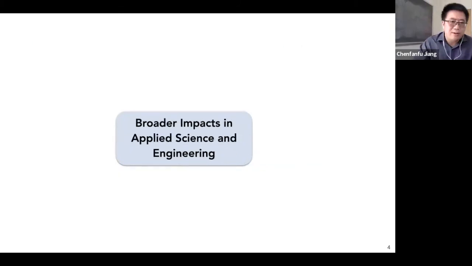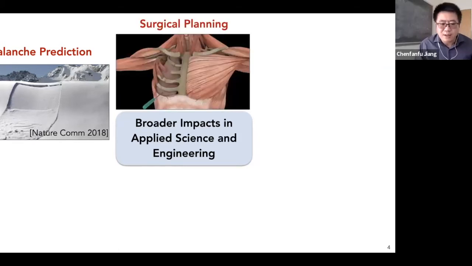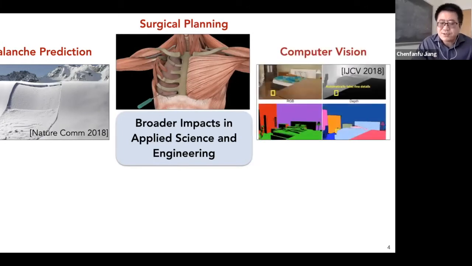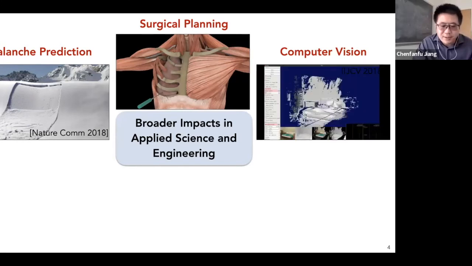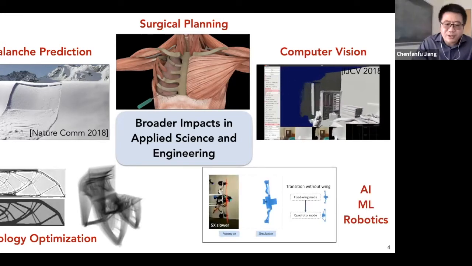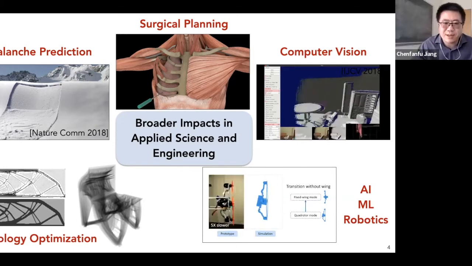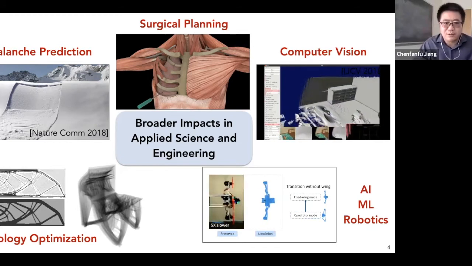Those are usually for graphics, and beyond graphics, we also do broad applied science and engineering. For example, computational geomechanics, like simulating and predicting this avalanche triggering by a skier, and comparing with explosives in the real world. And also biomechanics for surgery training and surgical planning, computer vision with photorealistic rendering. This is really for machine learning and reconstruction purposes, topology optimization, and also nowadays more AI, machine learning and inverse problems in robotics, such as designing a soft aerial vehicle, a soft drone for particular purposes.